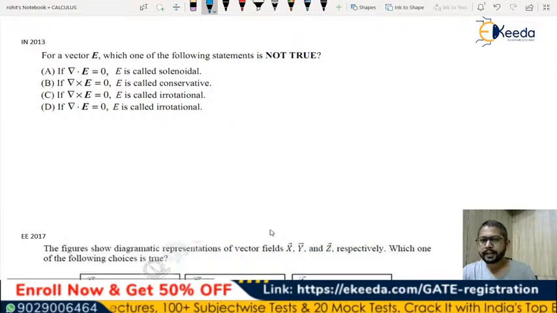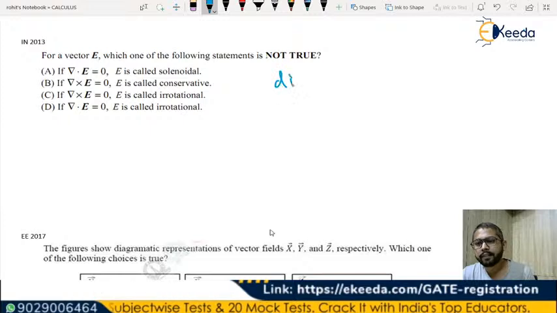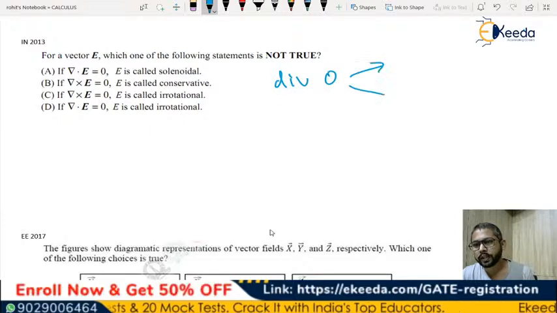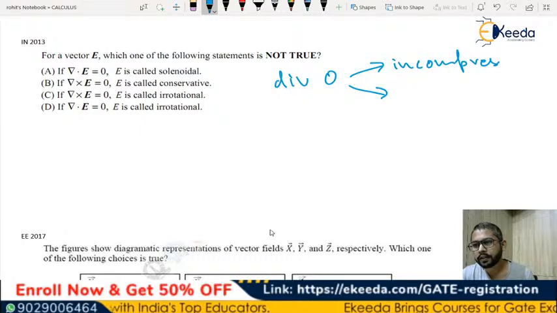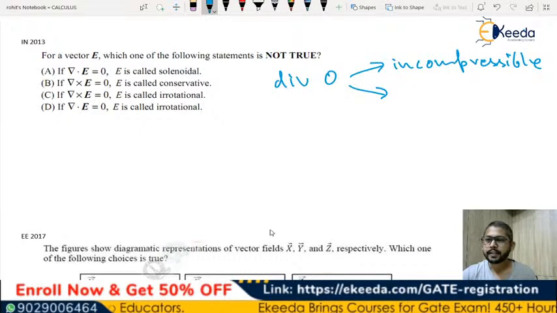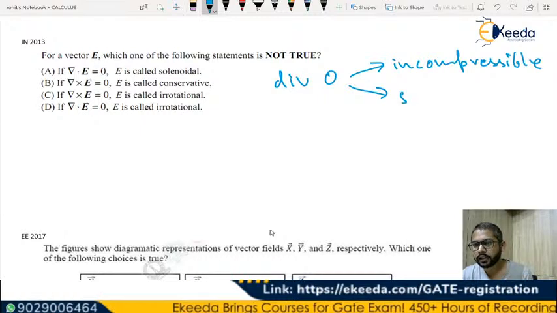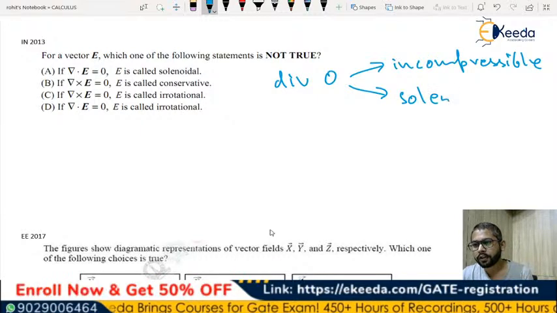Two things, I'll write it here. First thing is, if divergence is 0, you can say two things. If it is a fluid, you can say it is incompressible. And if it is an electrical field or anything like that, you can say it is solenoidal.